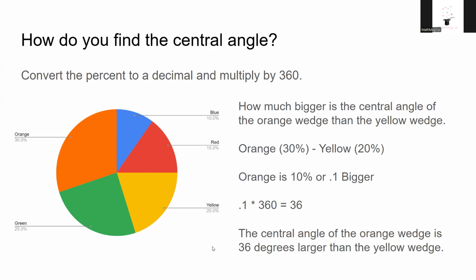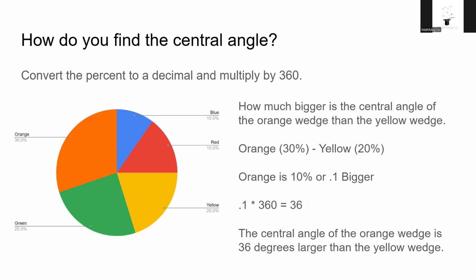And then you might see a question where they ask something like, how much bigger is the central angle of the orange wedge than the yellow wedge? Well, there are a couple ways to go at this. I like to just figure out what percentage bigger it is. So if we do 30% minus 20%, we know that orange is 10% bigger, or 0.1 bigger, than yellow. So we do 0.1 times 360 equals 36. So the orange central angle would be 36 degrees larger than the yellow.